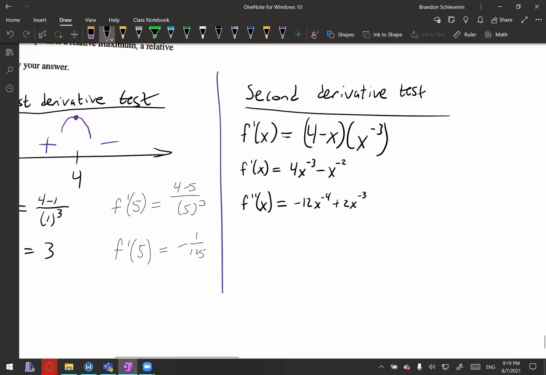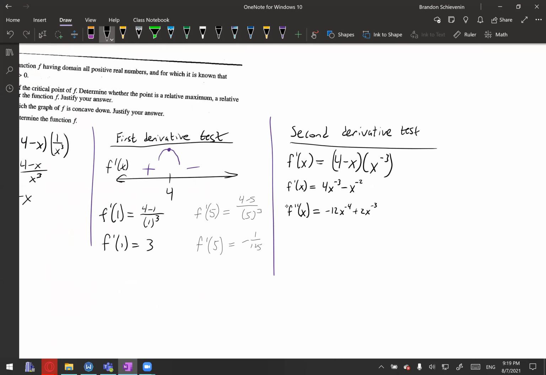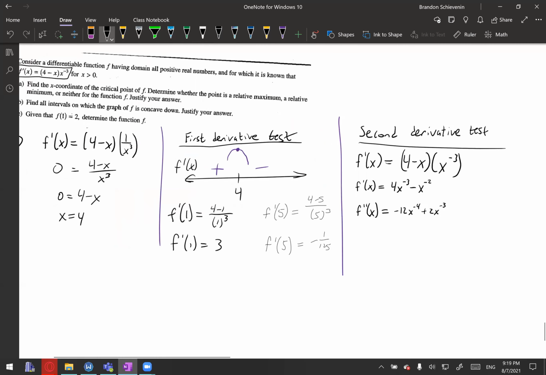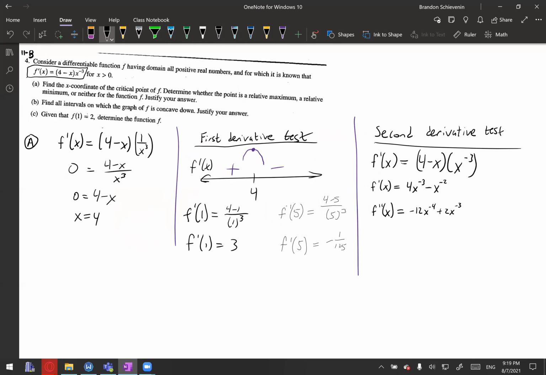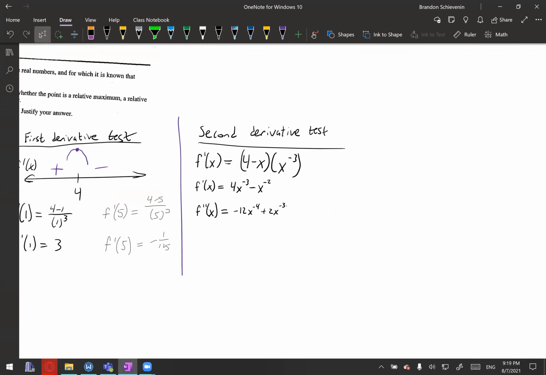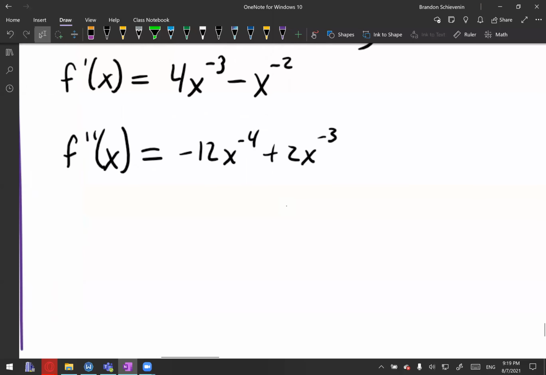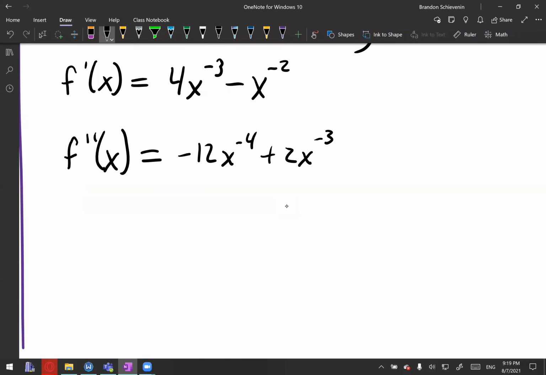I want to be able to test the concavity for my second derivative test at the critical point, which is at x equals 4. So I'm going to plug in x equals 4 here, and we'll see whether we are concave up, which would be positive, or concave down would be negative. Okay, I'm going to jump over to Psi. We need to know what f prime prime is when x is 4.